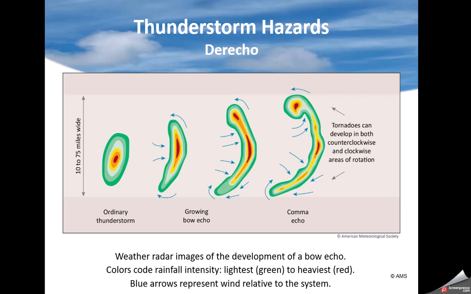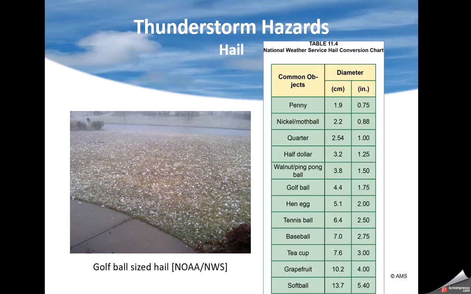An ordinary thunderstorm begins to develop. New ones form along it, creating a bigger and bigger bow. And you can actually get some tornadoes in these. Not often, but they do occur.